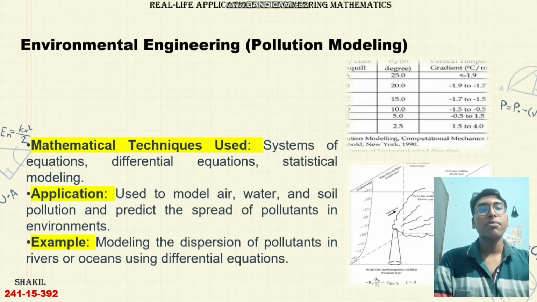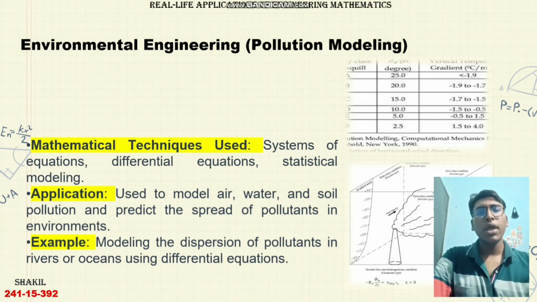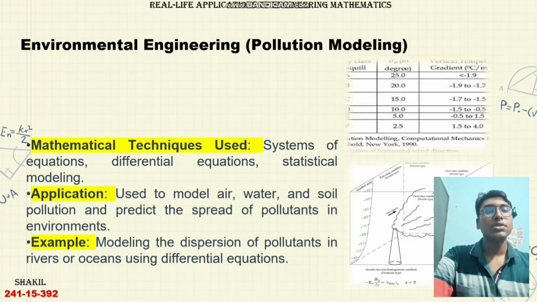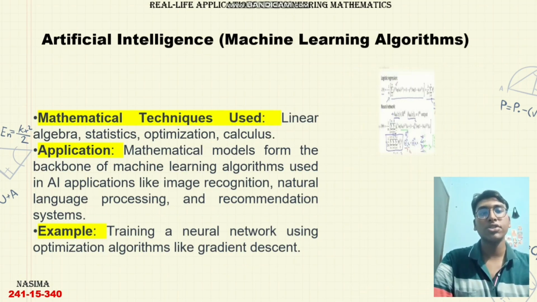Environmental engineering, pollution modeling. In environmental engineering, we use systems of equations, modeling techniques, differential equations, and statistics. These mathematical tools help model pollution in air, water, and soil and predict how pollutants spread. Example: we model how pollutants disappear in rivers or oceans using differential equations.